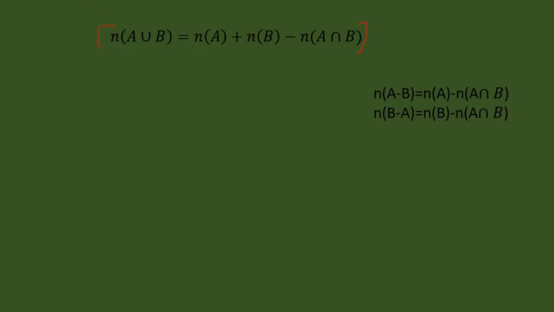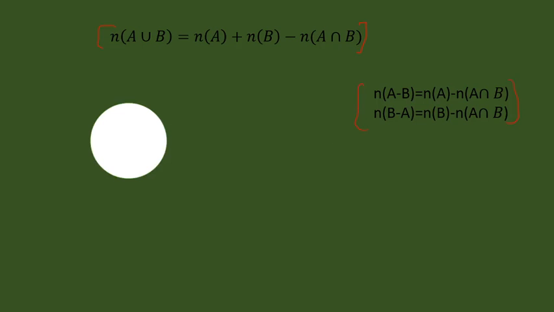Hello everyone. Today our concept is to find that n of A union B is equal to n of A plus n of B minus n of A intersection B. How can we derive this formula? For that we need a prerequisite, that is n of A minus B is equal to these two formulas. They are required, so we will see how we will be using these formulas.